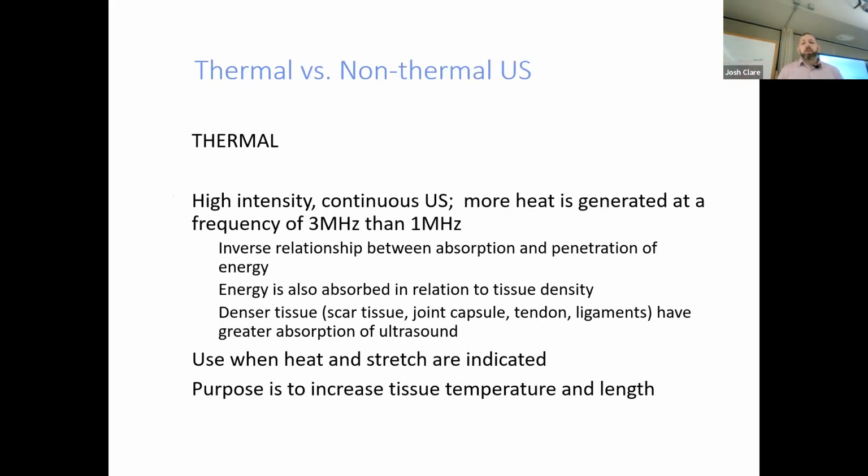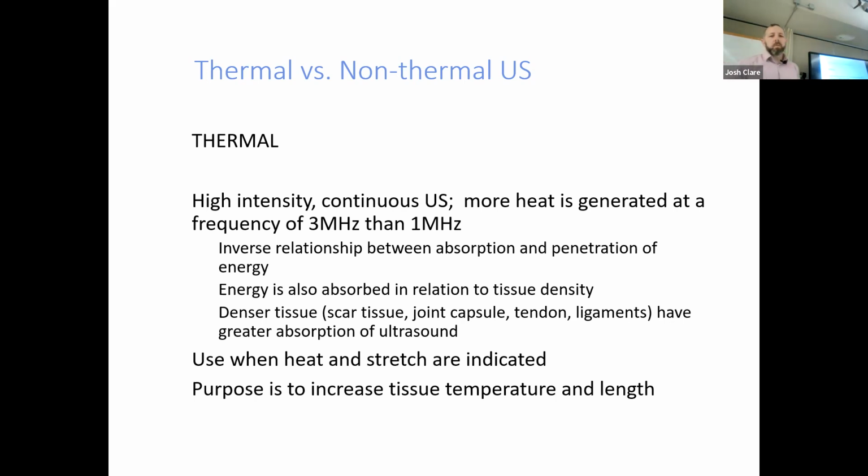So thermal, we're going to generate heat. It's a lot like diathermy. Gentle warmth is what the goal would be. High intensity continuous ultrasound, more heat's generated more superficially. So at the 3 megahertz, the more superficial, we definitely should be eliciting some of that warm sensation. Deeper, it might be a little bit tougher to feel, but that's the goal, is to generate heat and to generate that sensation.